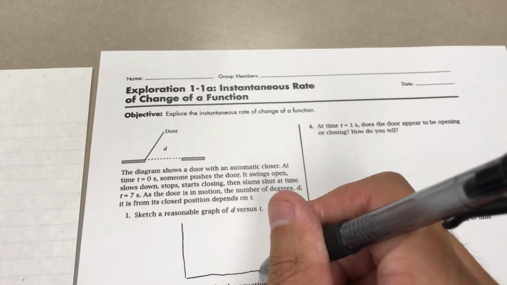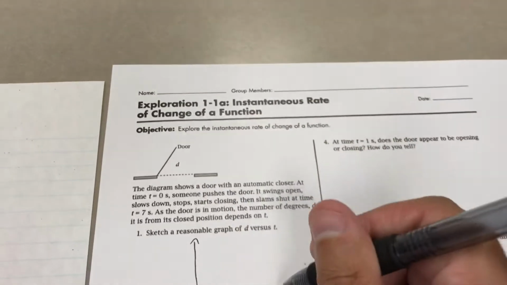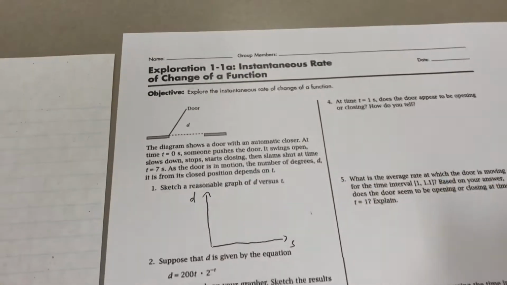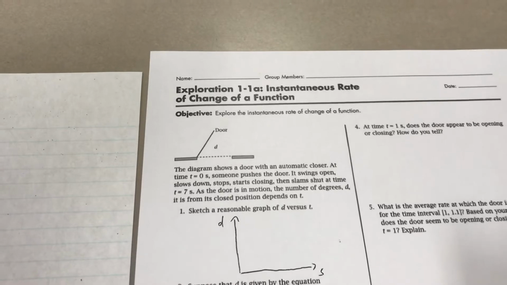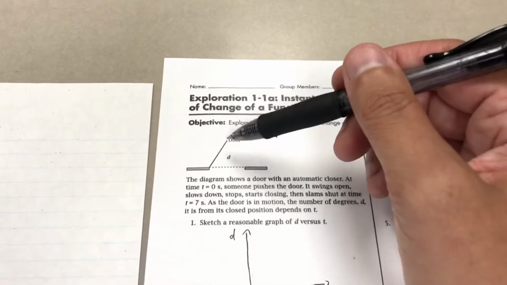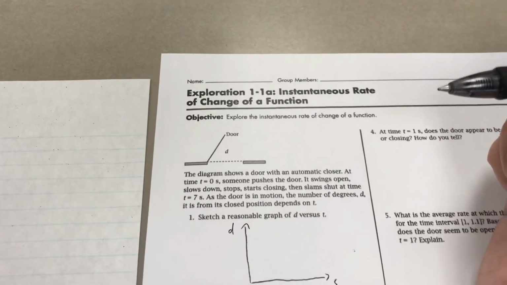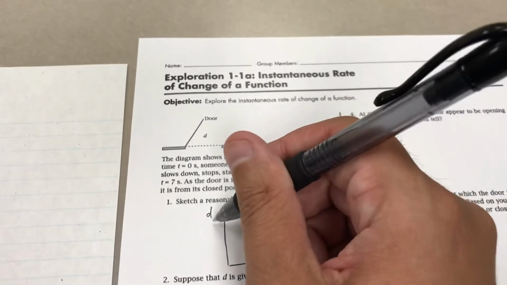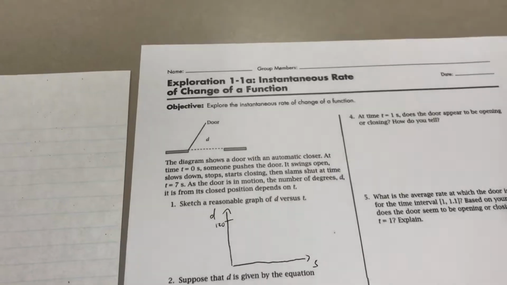Remember, anytime you're talking about rates, you're comparing two things. So we have time in seconds on this axis. We have D, which is degrees. And in this picture here, we don't actually know how far the door opens. In the example I did, the door opened to a little more than 90 degrees. So maybe you're going to have it open to like 120 degrees or something like that.